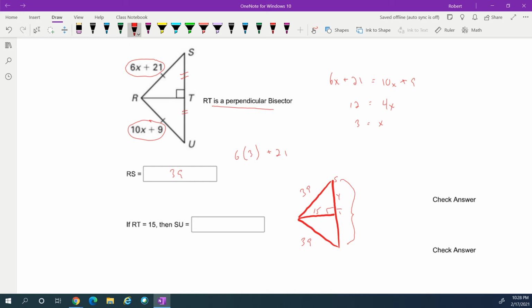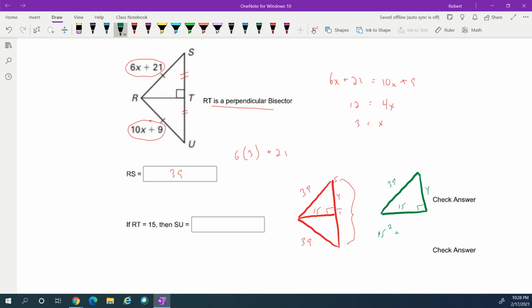We're applying the definition of bisect. We are told RT is a bisector, so ST and TU are congruent. So what we're going to do here is we're just going to work on half of that triangle. We have 15, 39, and we're going to find that missing side of the triangle. So we're just going to do some Pythagorean theorem.